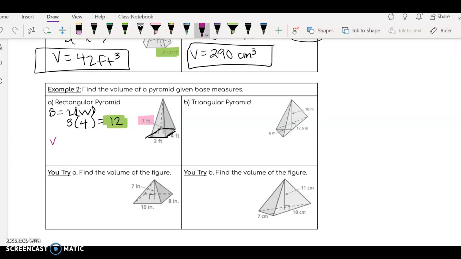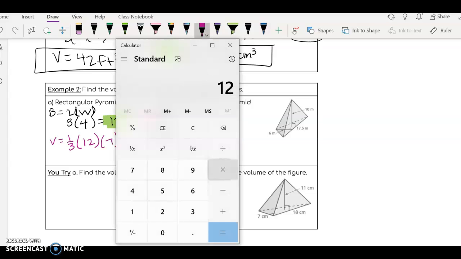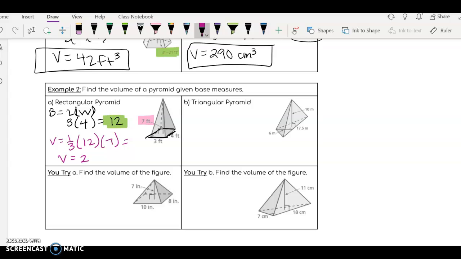So now I have volume equals 1/3 the area of my base, which was 12, times the height, which is 7. So 12 times 7, divide by 3, and I get volume equals 28 feet cubed.